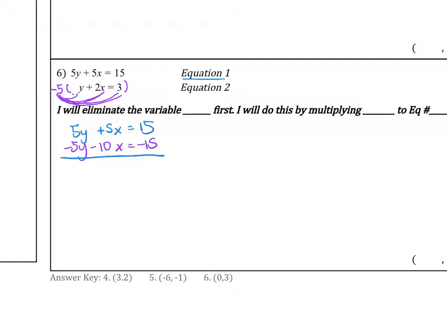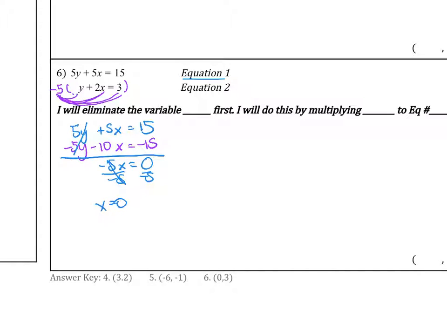Now I can add them together. So notice that my 5y's can cancel out. 5x minus 10x, well, that's a negative 5x equals 0. Let's go ahead and divide by negative 5. It's okay, the 0 is on top. So in this case, we know x equals 0.